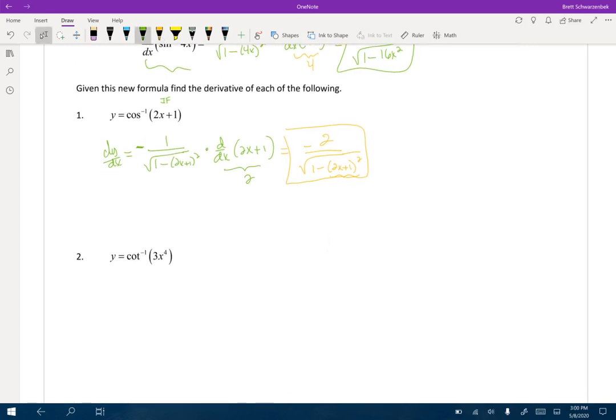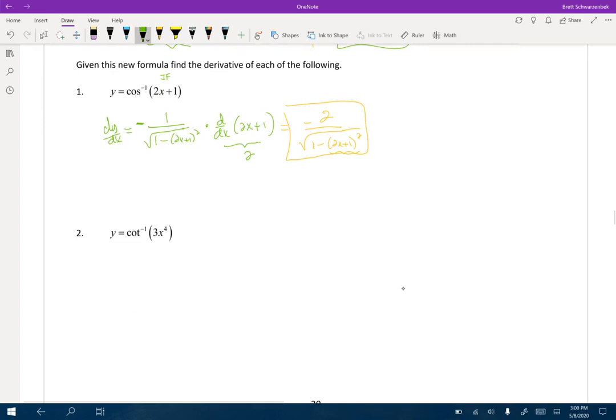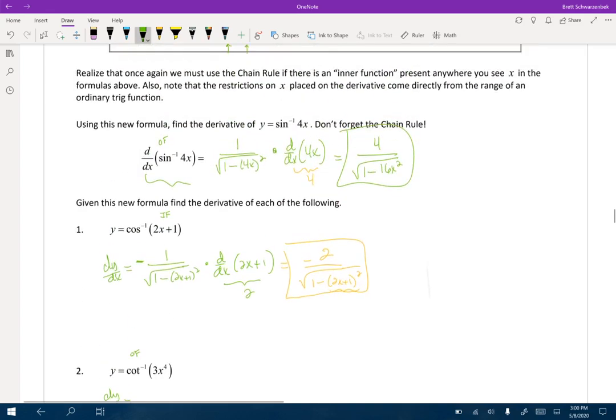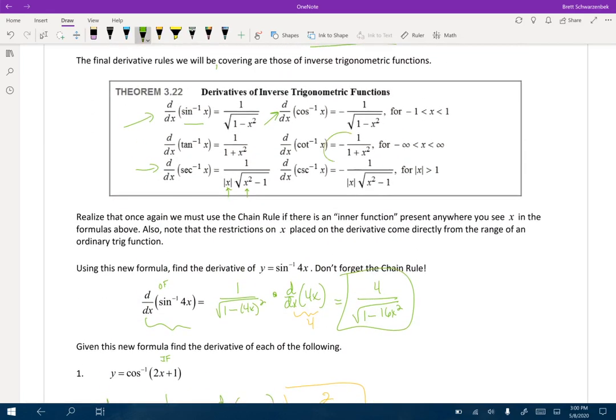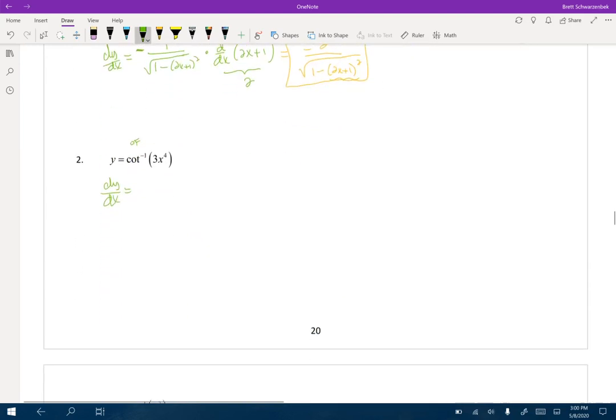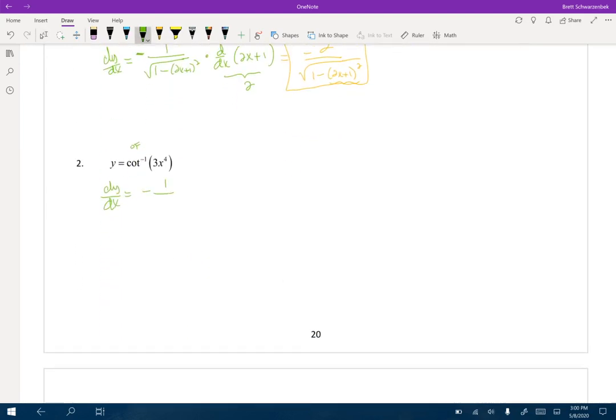Okay, moving on. What if we do this guy? Again, it looks like the outer function is the actual inverse trig function, cotangent inverse. Cotangent inverse is right here. It is negative 1 over 1 plus the inner function squared, times the derivative of the inner function. So we know that this is 12x cubed. That should be automatic at this point.